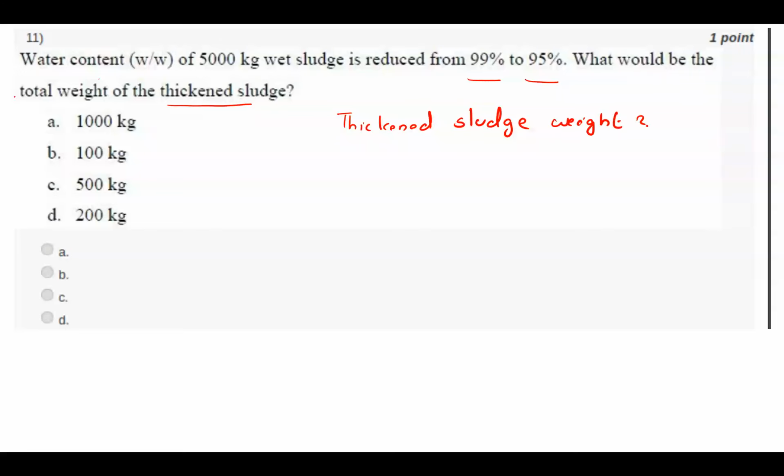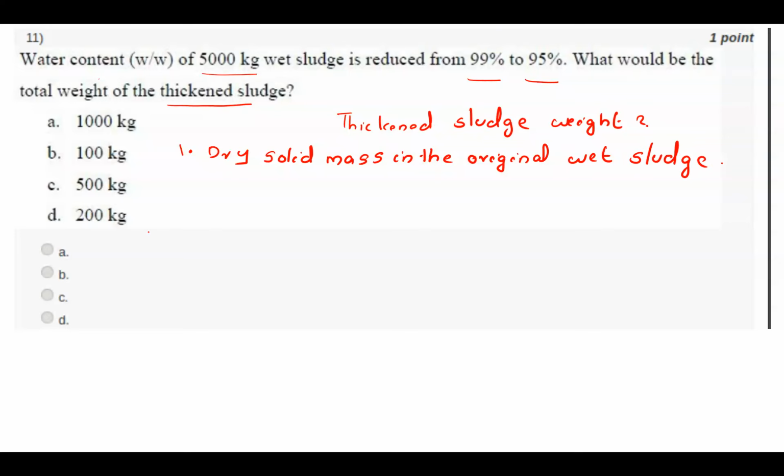So the data that is given: water content of 5000 kg wet sludge. Now we'll start. I'm writing the steps. First step, we have to calculate the dry solid mass in the original wet sludge.